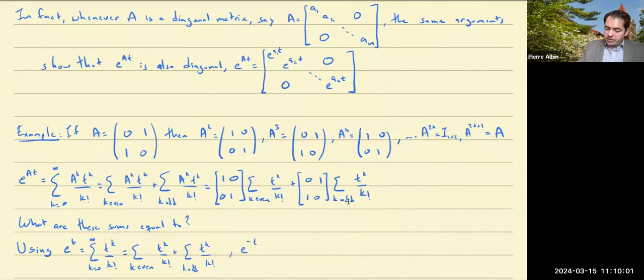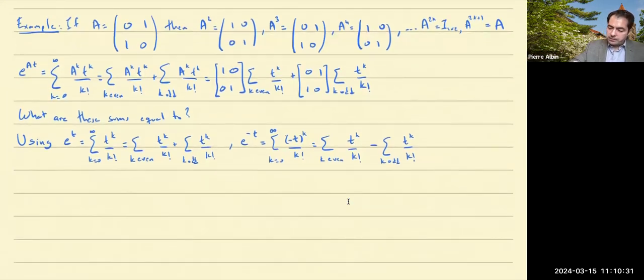On the other hand, if I started with e to the minus t, this would be the sum k goes from 0 to infinity of minus t to the k over k factorial, which would be the sum over the k even of t to the k over k factorial minus the sum over k odd of t to the k over k factorial.